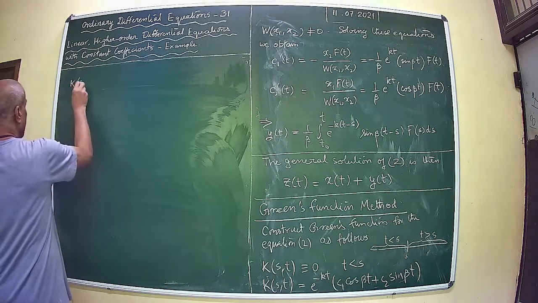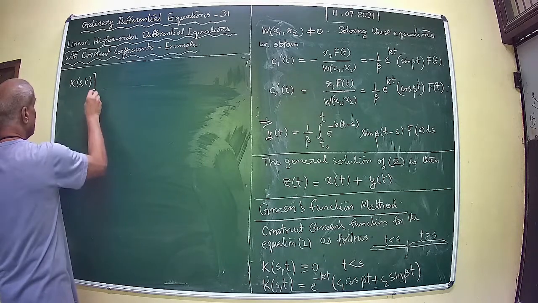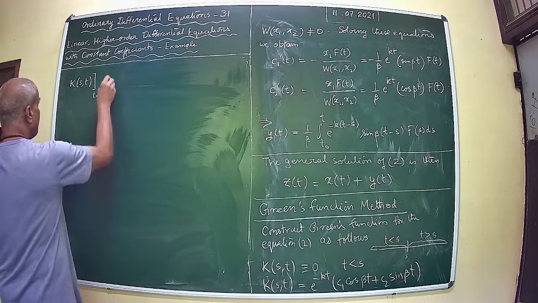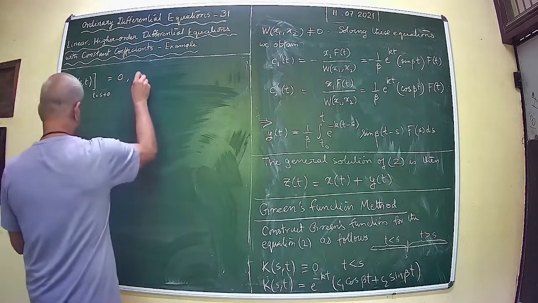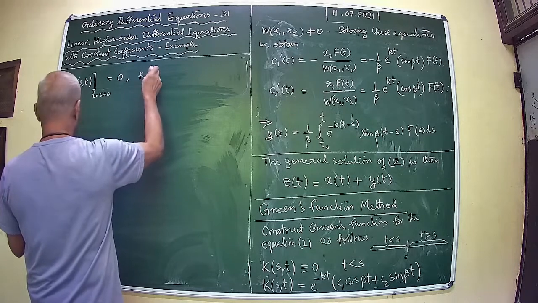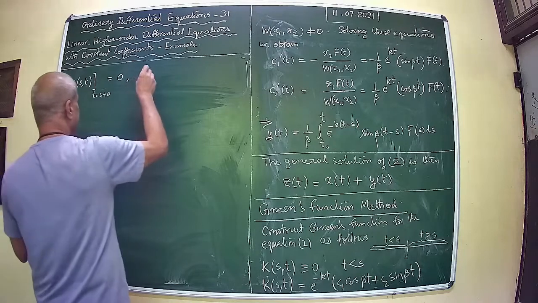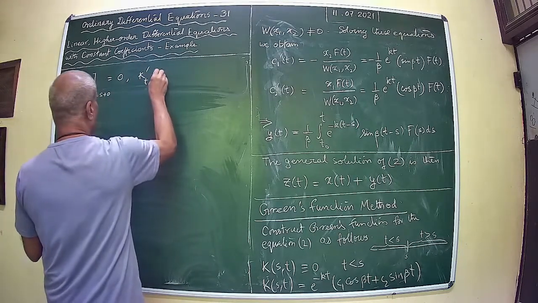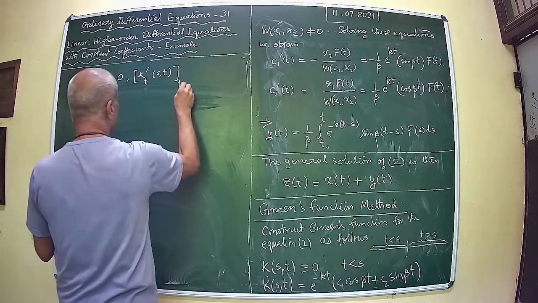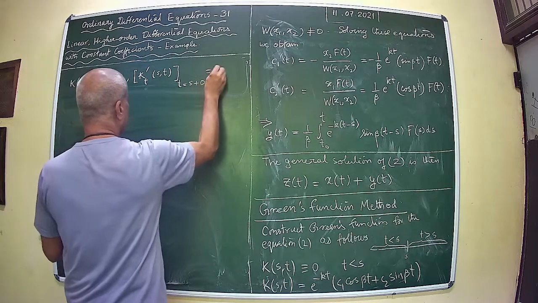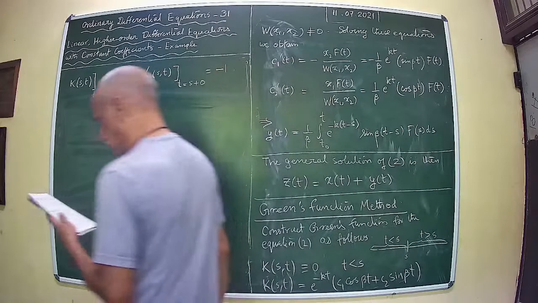k is zero, and the k derivative, that is the derivative with respect to t, is what we indicate here. Minus 1. This is how we have defined the condition.